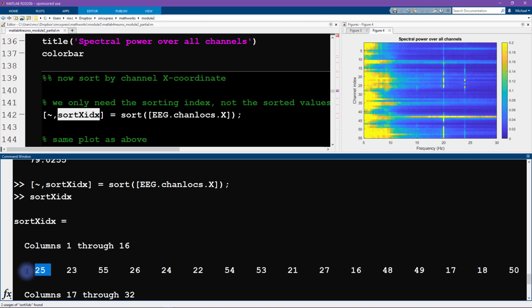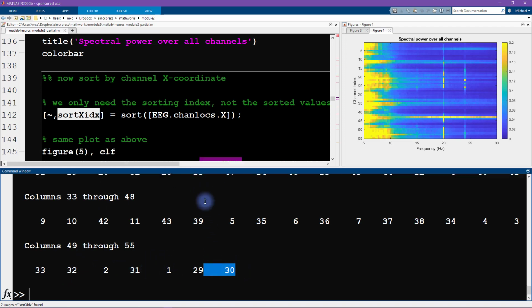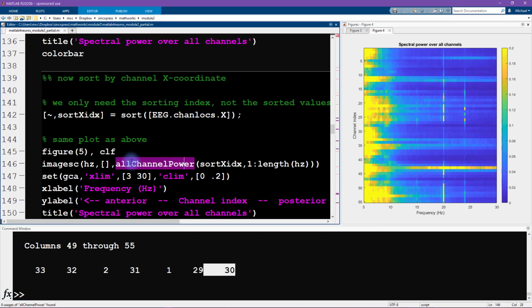These are the electrodes that are furthest in towards the back of the head, and these are the electrodes that are closest to the front of the head. Okay, so therefore, what we are going to do is make this image again, but now we are sorting by this indexing variable here. Now notice here, I'm not actually changing the order of this matrix. That's important to keep in mind. It could be in some cases that you want to change the order of the actual data, but in this case, I don't want to do that.